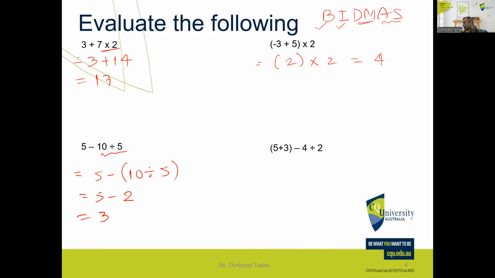Anyone else from online? 6. Good. Thank you. Right, so we'll start with the bracket first. That is 8 minus 4 divided by 2. Don't be prompted into going 8 minus 4. Follow the BIDMAS rule. So 4 over 2 goes first, and then 8 minus 2, which is 6.